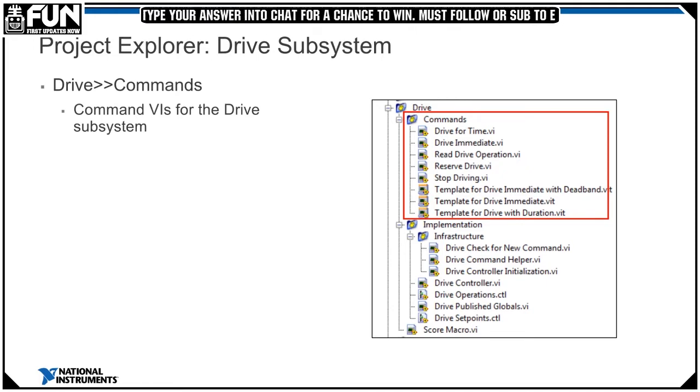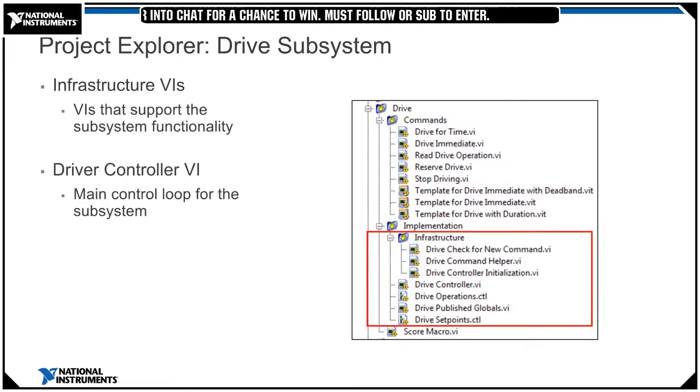So looking at the infrastructure VIs, these are the VIs that support the subsystem functionality. This is what helps make all of it work. So drive check for new command. This is called each iteration of the controller loop. It's literally checking for a new command, updating timer data, and upon completion it notifies the next waiting command that it can go ahead and run.